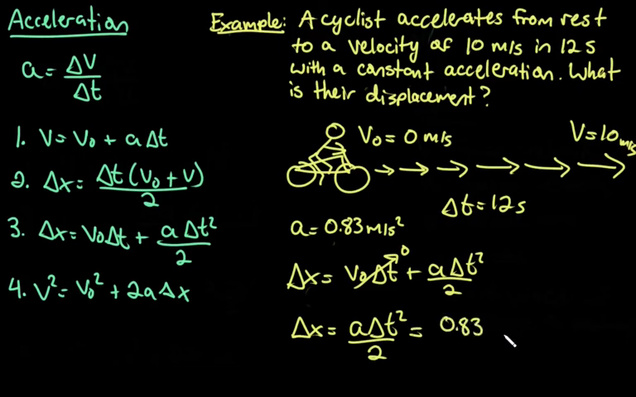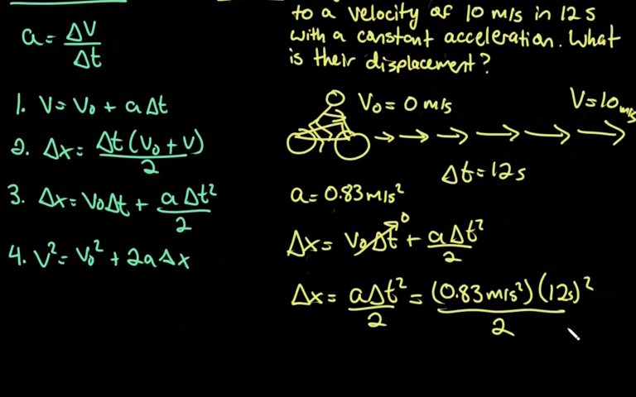So 0.83 meters per second squared times 12 seconds squared divided by 2 will give us a displacement of 59.8 meters.